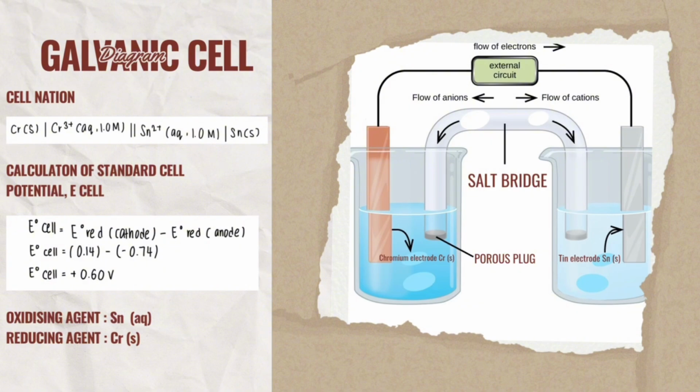The correct cell notation for this galvanic cell is Cr(s) | Cr3+(aq) || Sn2+(aq) | Sn(s), which is chromium solid followed by chromium 3 plus aqueous ion, then a double line followed by tin 2 plus aqueous ion and solid tin. This notation shows that the anode is written on the left and the cathode is written on the right.